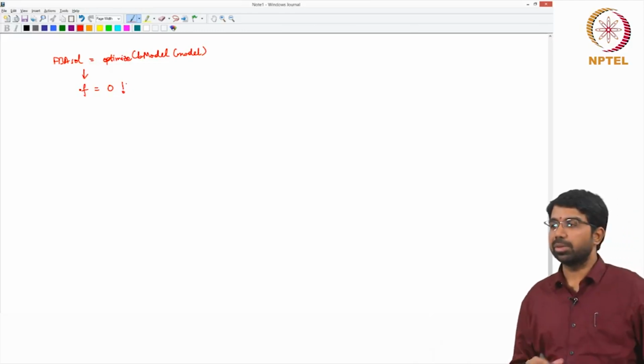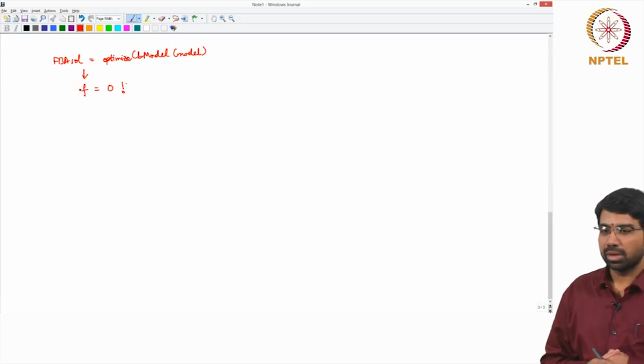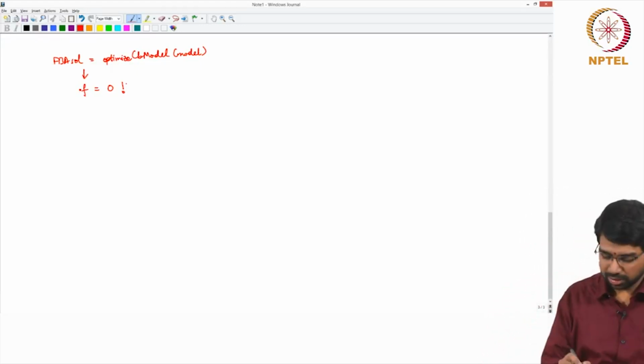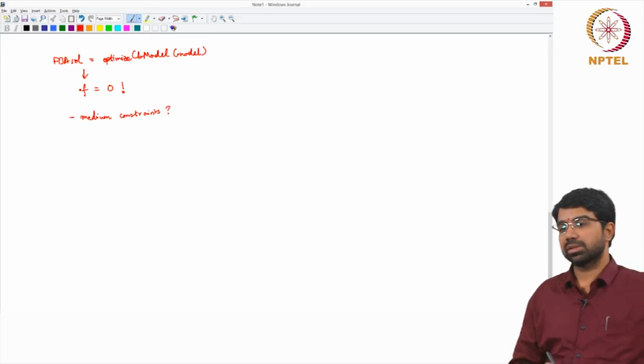This is a common problem that everybody encounters. Practically, what do you think this could be because of? What are the reasons that might give you 0 growth rate? So, the first thing would be: are my medium constraints making sense or not?